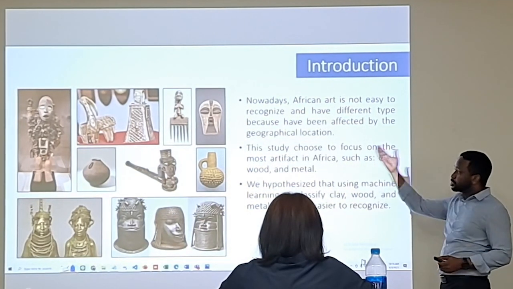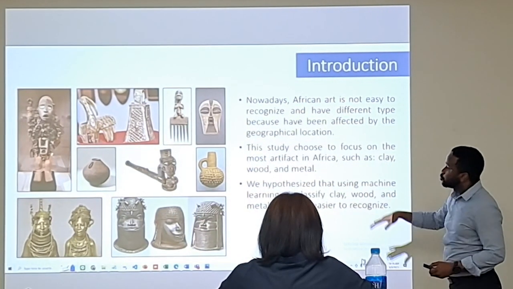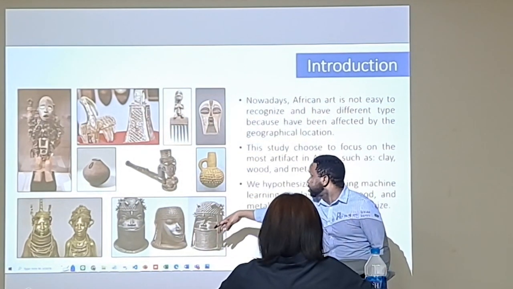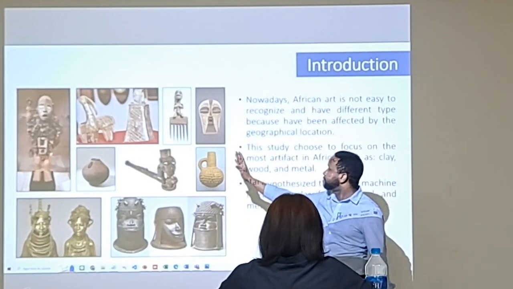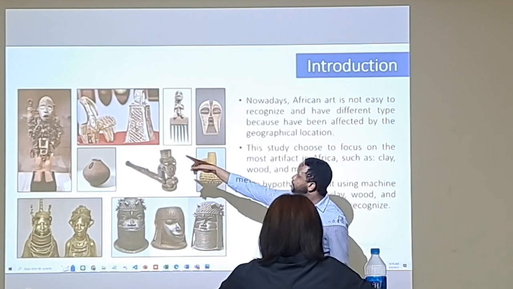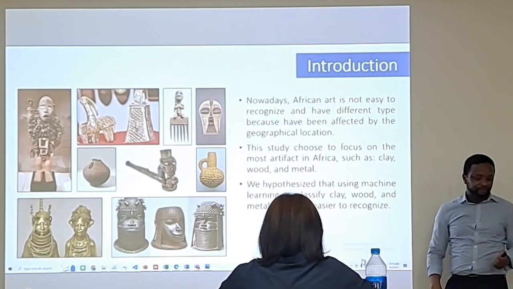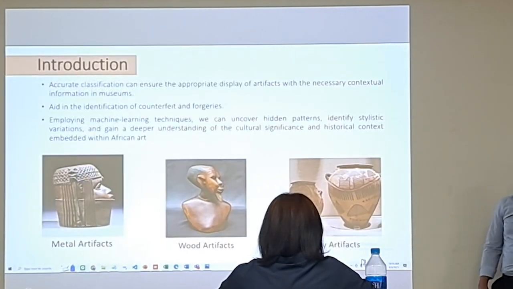And as you see in this picture, you have different kinds of artifacts. We have metal, we have clay, we have wood. So there are different artifacts coming out from Africa.